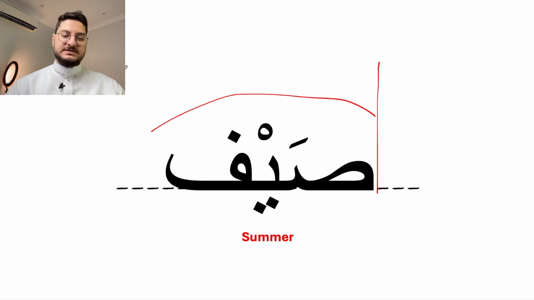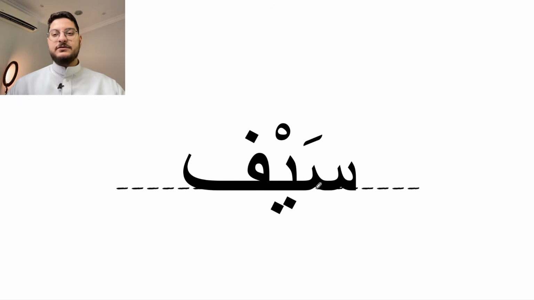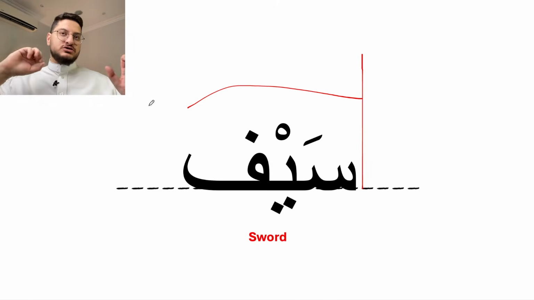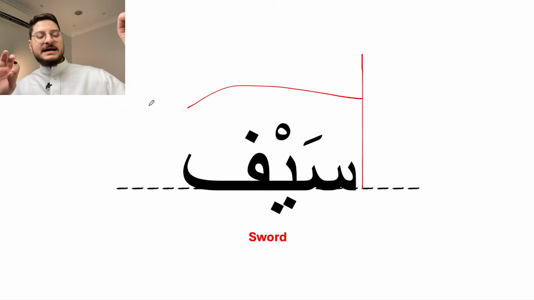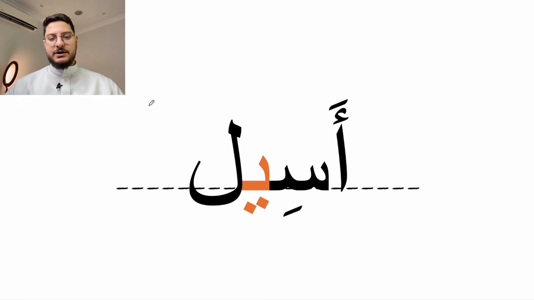And صيف is summer. Now, what happens if I change the first letter only? What happens if I make the first letter the other version of the Sa we have in Arabic, the softer one? Now this becomes safe, and safe is a sword. So be careful. The meaning of the word would change if you pronounce it with a sa or a sa.